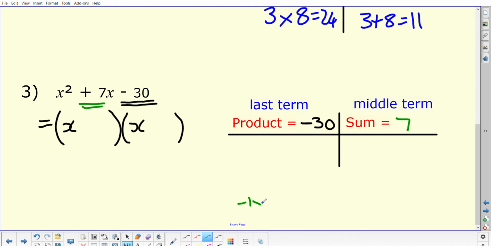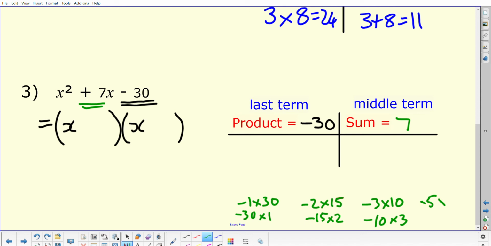If we were listing them all, that could be minus 1 times 30, it could be minus 30 times 1, it could be minus 2 times 15, minus 15 times 2. It might be minus 3 times 10, or minus 10 times 3. So those are your different factor pairs. There's also minus 5 times 6 and minus 6 times 5. But only one of those will make this particular option work for us.